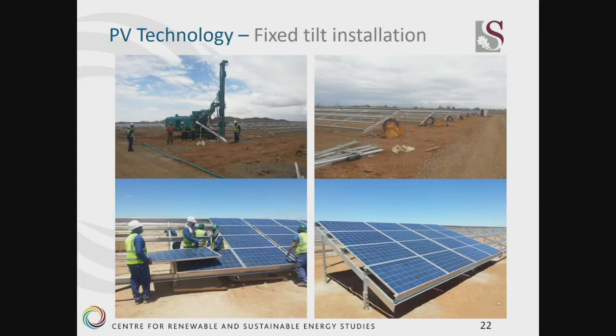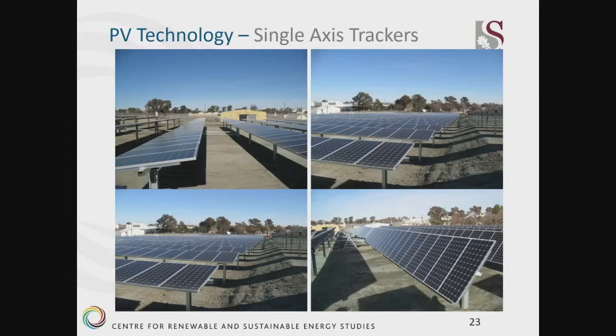Here are some pictures of a fixed tilt installation being made in the Northern Cape, a utility scale solar farm, showing the people installing the modules on the frames. We also get single axis trackers, and these trackers can be either horizontally installed or could be facing the sun at a certain tilt angle, and then they will follow the sun from east to west. You also do get trackers that track north to south or south to north, but typically on utility scale plants we use east to west trackers.